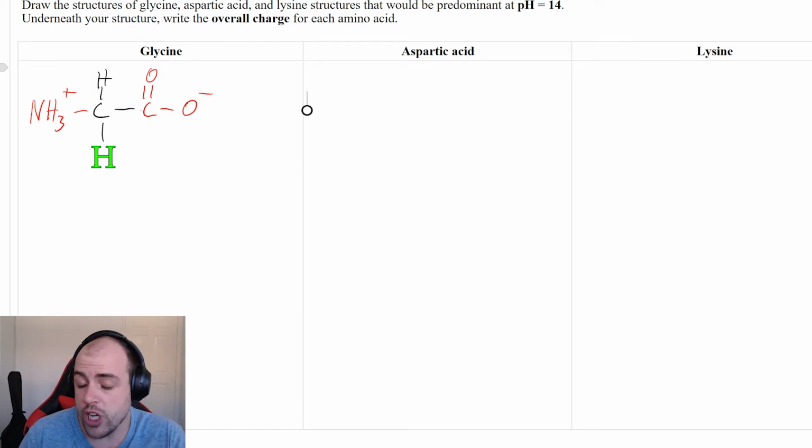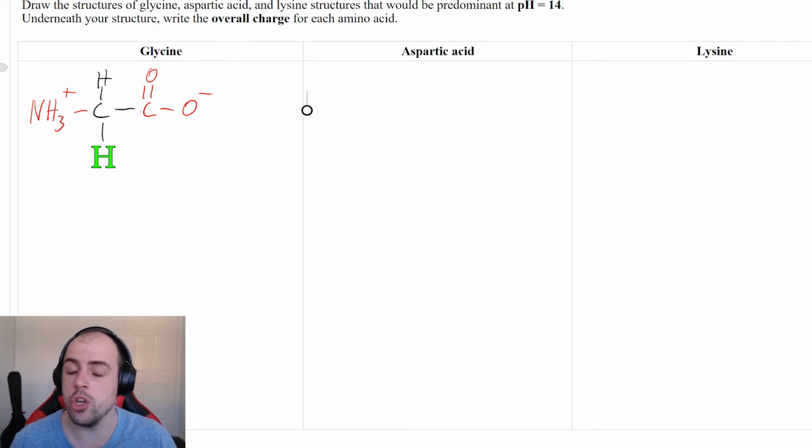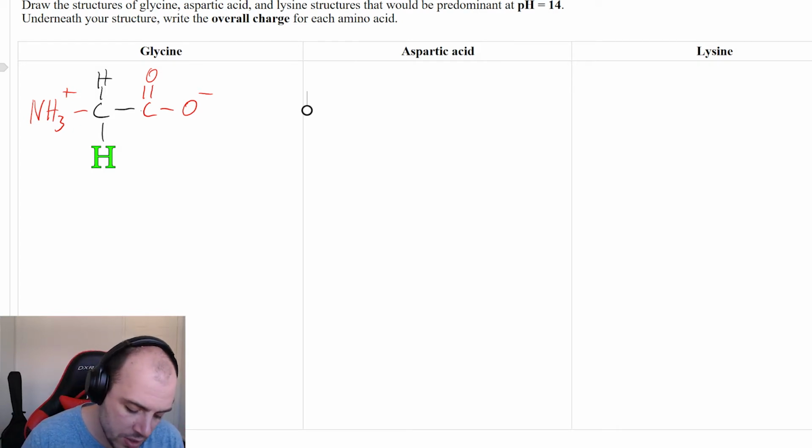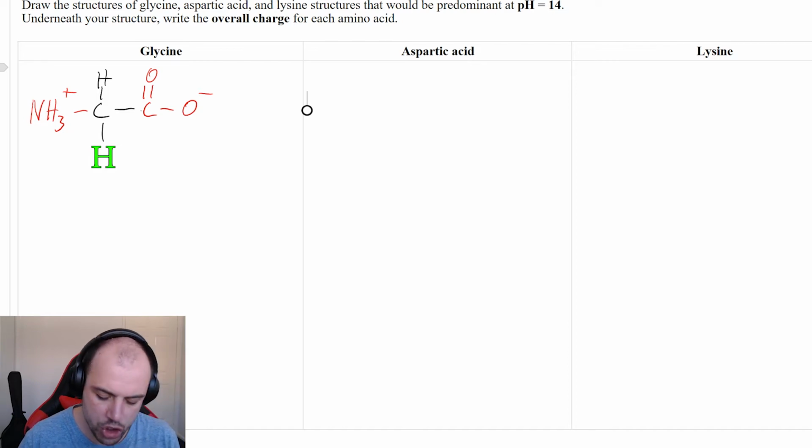So what will change? Well, if we look at our carboxylic acid, can that become more deprotonated? No, that is as deprotonated as it's going to get. Our R group is non-ionizable, so nothing can change there. But what about our quaternary ammonium group? Yes, that can be deprotonated, and that is indeed what happens. So instead of NH3, that is going to turn to NH2.